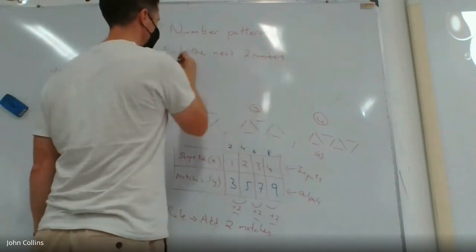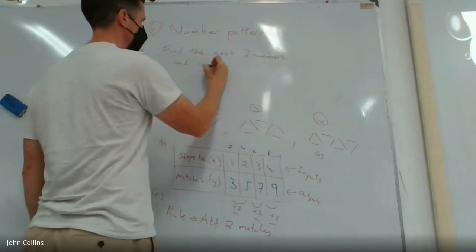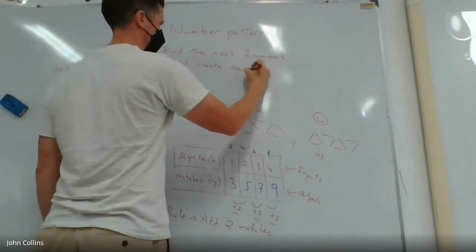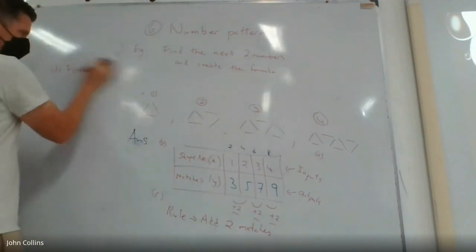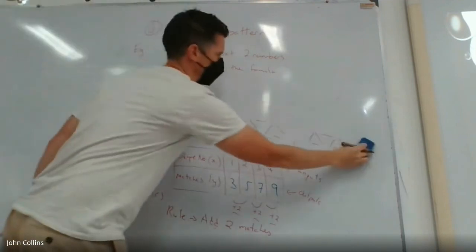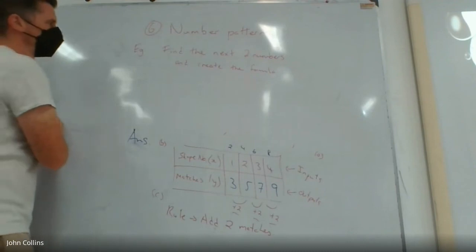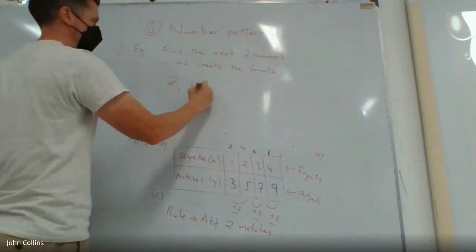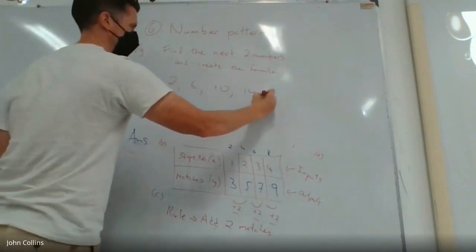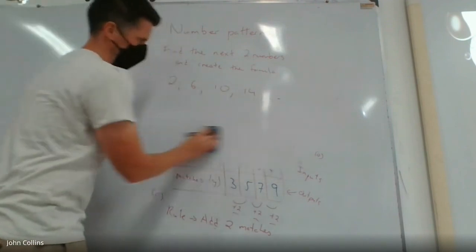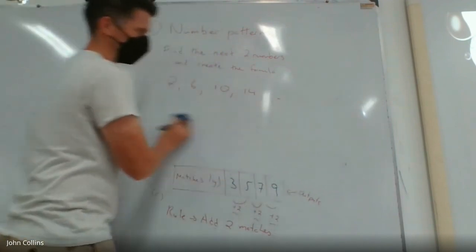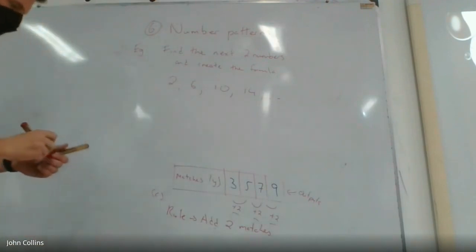Numbers and create the formula. So I don't have the pattern yet. I'll put it in now. So the pattern, let's go with 2, 6, 10, 14, and it continues on. This one is basically just the table one, but without the shapes, and it already gives you basically the rule.